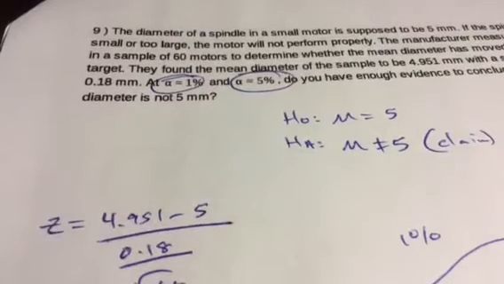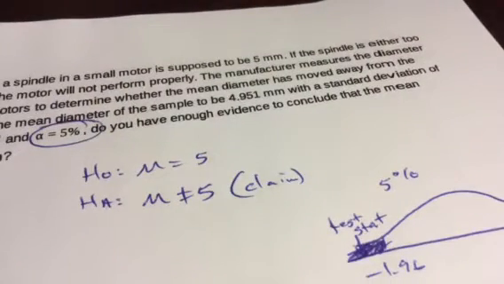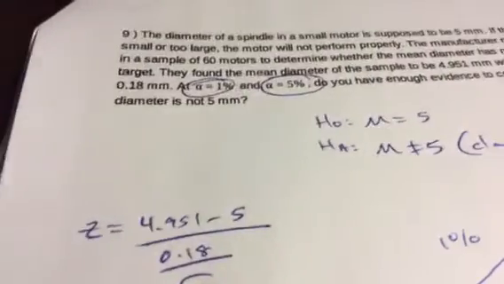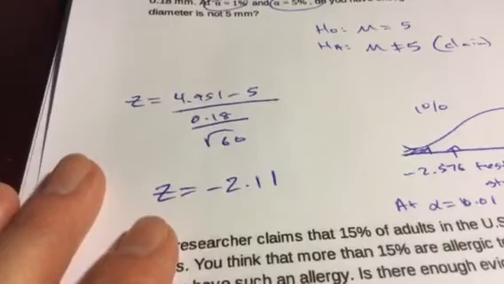You're doing 2 hypothesis tests, 1% and 5%. And on your quiz, folks, you always just do 1. I only give you 1 alpha on your quiz to make it a little bit shorter. X bar is 4.951. Standard deviation is 0.81. 60 is your sample size. Your test stat is negative 2.11.